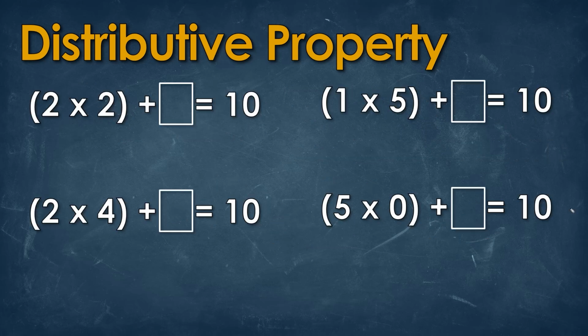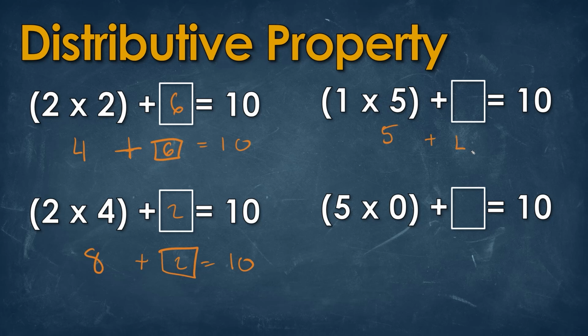So we'll take a look at some examples that somewhat use the distributive property so we can understand that a little bit more. So in this example, we have 2 times 2, which we know is 4, and 4 plus something is equal to 10. Now we're not multiplying, we're adding, so 4 plus something equals 10, and we know that that would be 6 here. Now if we had, say, 2 times 4, we know that that is 8, and 8 plus something would be equal to 10, which we know would be 2. Now if we take a look over here, we have 1 times 5, which we know is 5, plus something is equal to 10. Well, we know that this would be 5. 5 plus 5 is equal to 10.